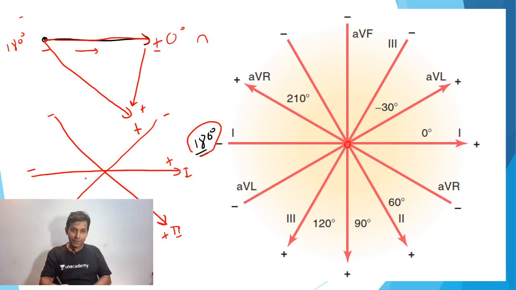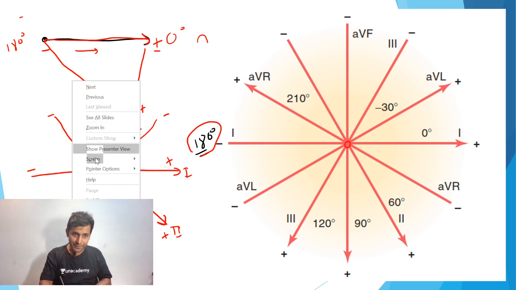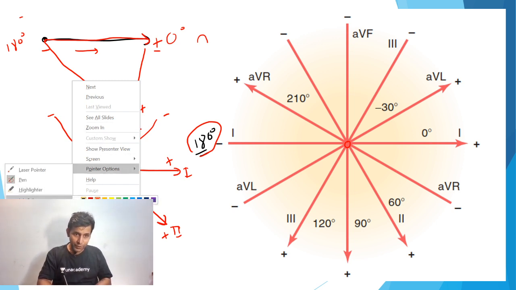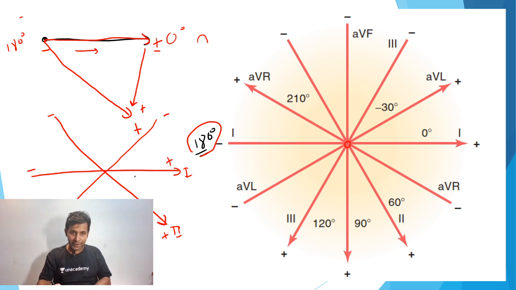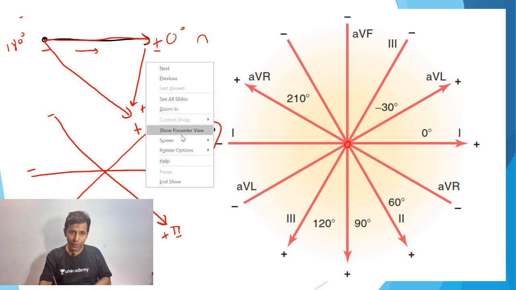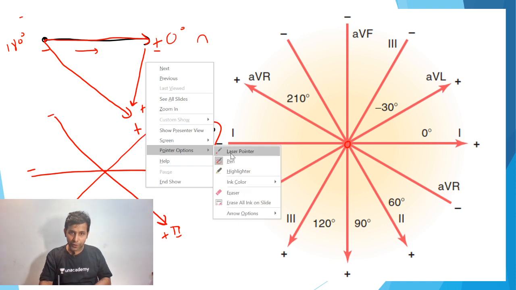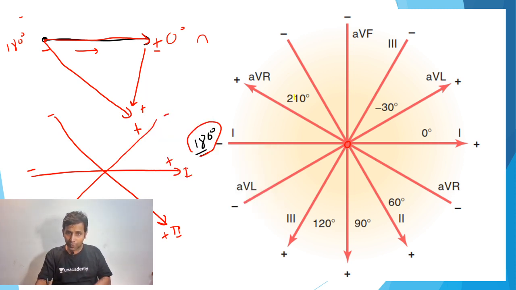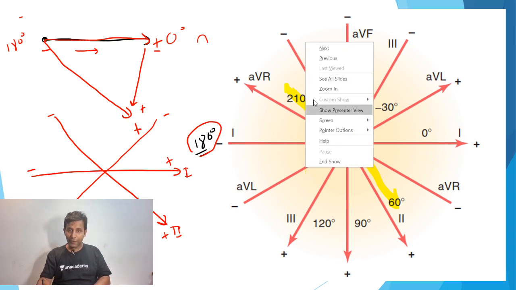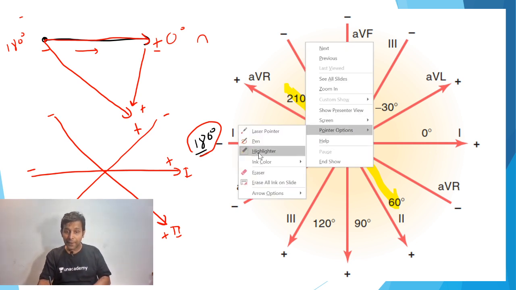Now, if I say that the cardiac impulse is flowing from base to apex, then it is going from AVR towards lead 2. The direction is from AVR to lead 2, which gives us the mean cardiac axis.